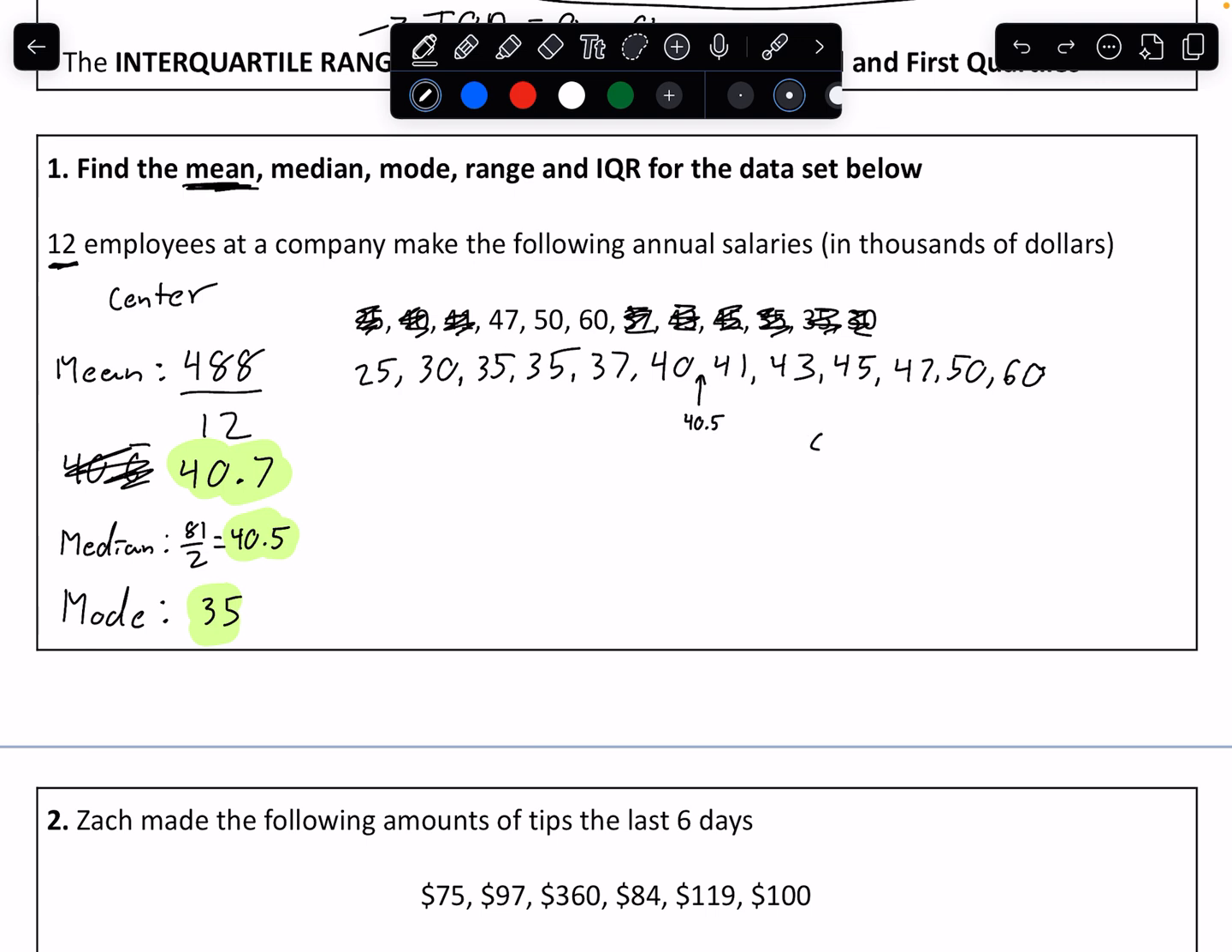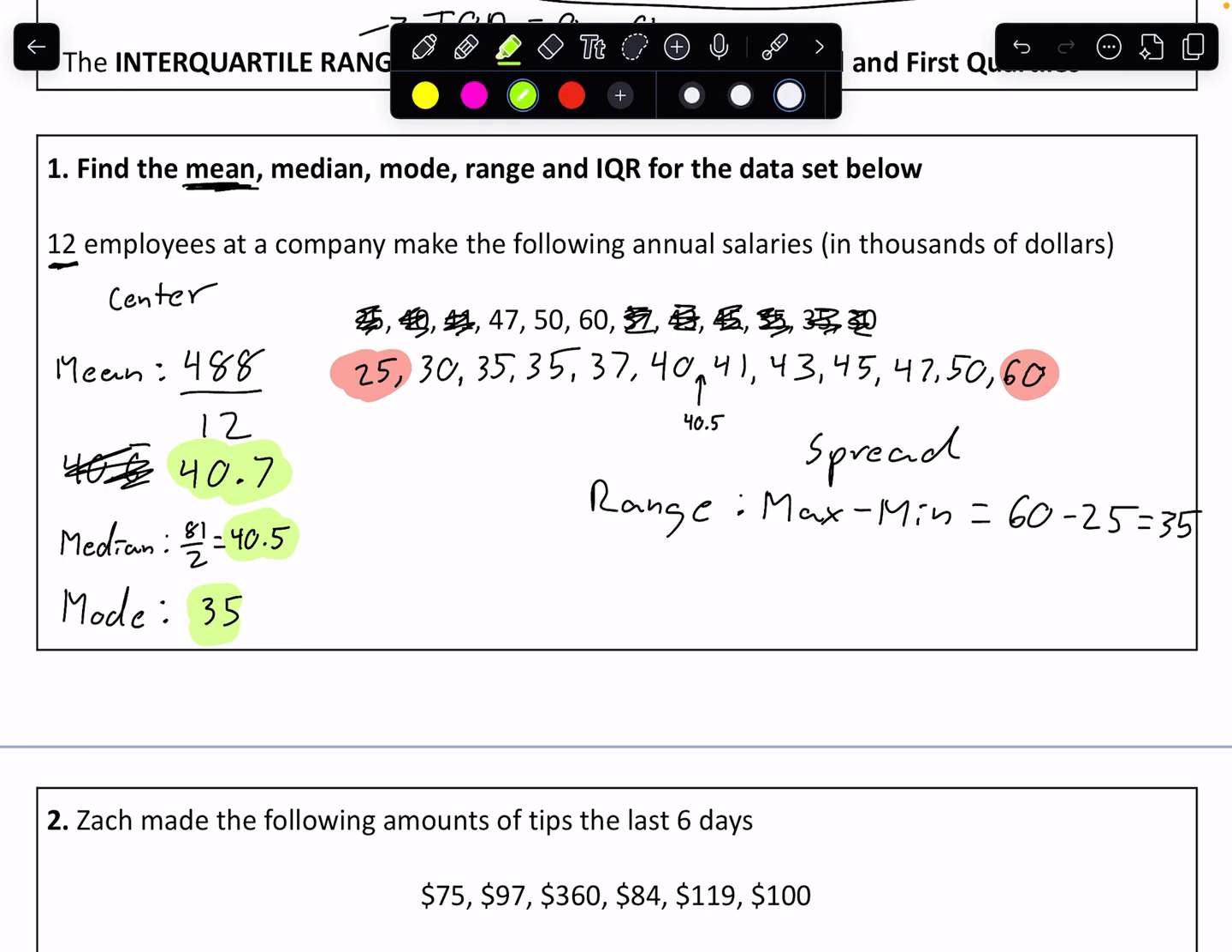Our first one is range. And to do that, we need to do our max minus our min. Looking at this, hopefully we're okay that our max would be 60 and our min would be 25. We're going to do 60 minus 25, and that will be 35. So that's pretty easy, not too crazy. You can do that in your calculator if you want.